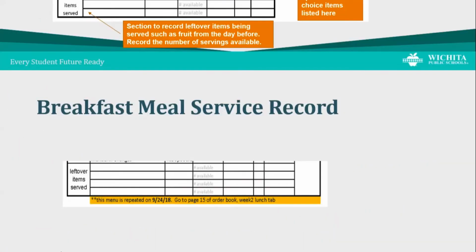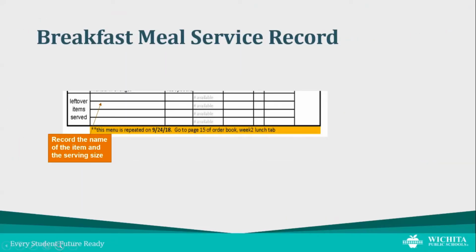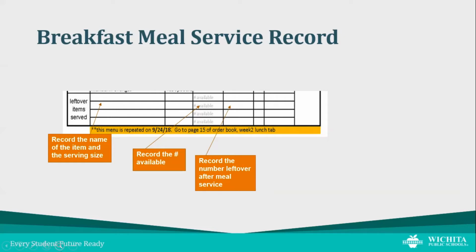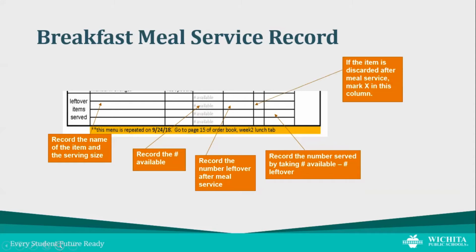In the leftover section, you will record the name of the item, the serving size, and the number of available servings of that leftover item. After breakfast is over, you would then record the number left over, and you would figure out the total number served by taking the number available minus the number left over. If the item is discarded after this meal, you would put an X in the discard column.